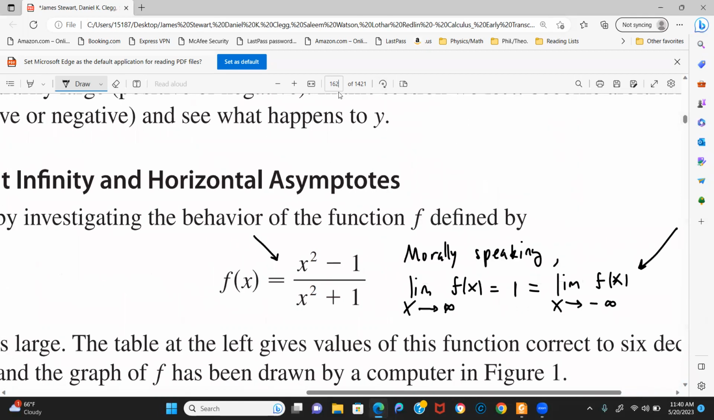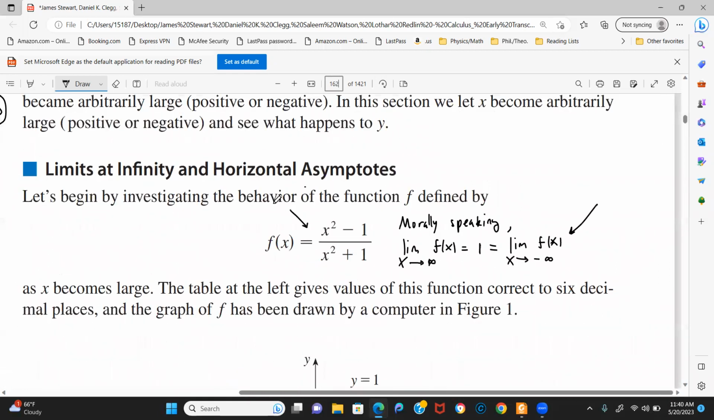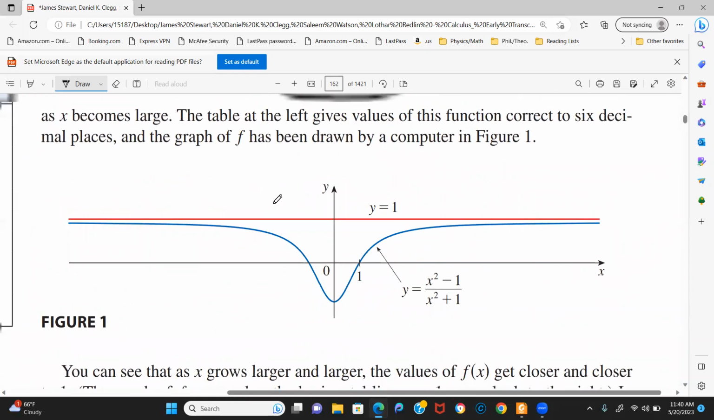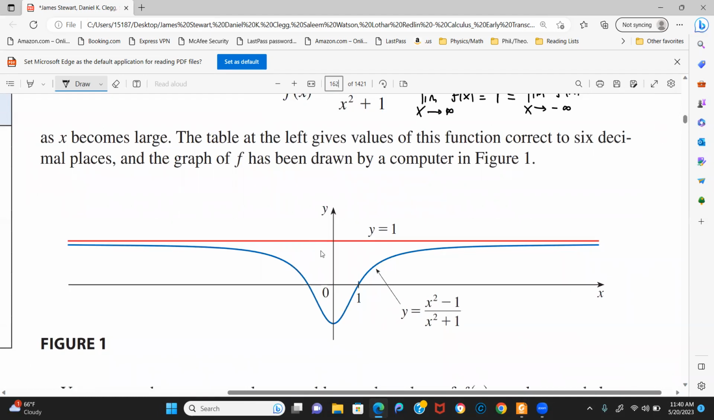And here's just a picture so you can visualize what's going on. They gave us a plot. So here's the function, and yeah, this looks right. This is the right way to think about this: when you go off to infinity and you look at the height of the function, it's getting closer and closer to the red line, which is y equal to 1. So it's approaching this line, y equal to 1, in either direction.